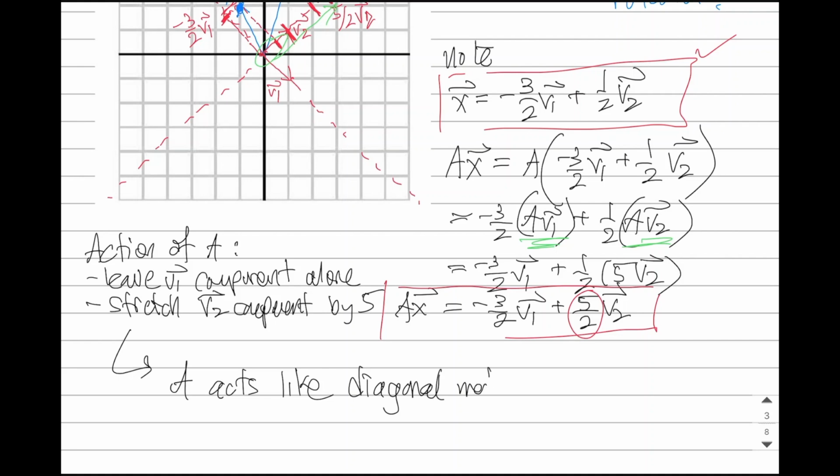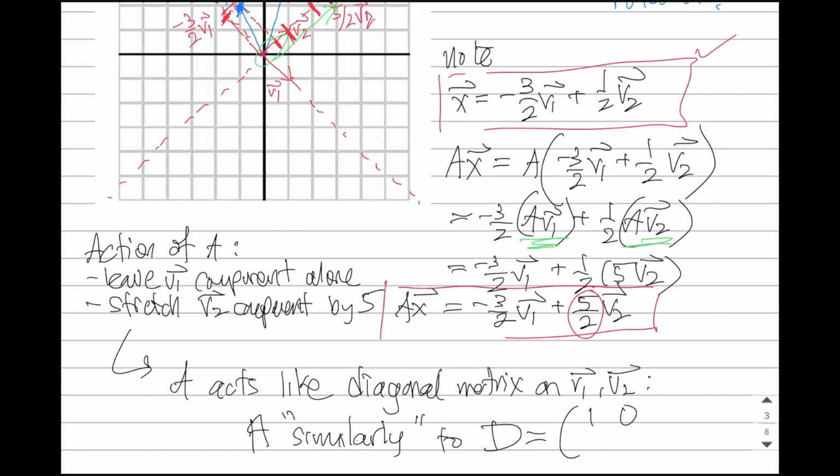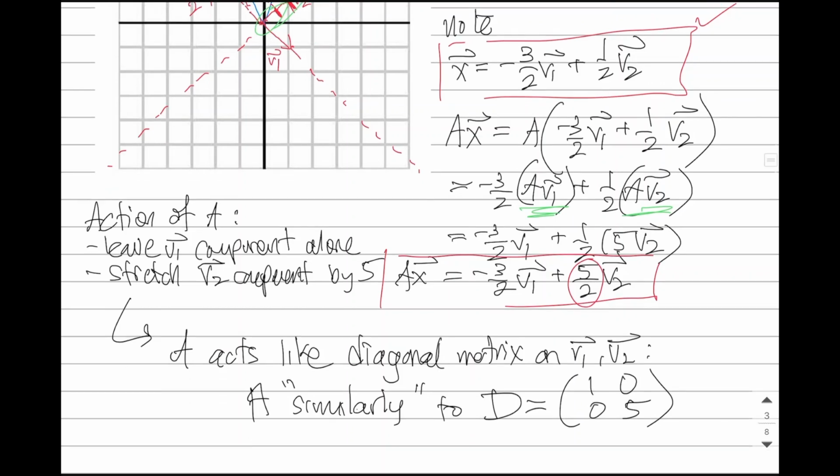And it kind of acts similarly, and I'm going to put that in quotes as not precise, to some diagonal matrix 1, 0, 0, 5, where you could imagine that the 1 is acting on the V1 component and the 5 is acting on the V2 component. We're going through all of this trouble because if you put yourself in the right basis, it makes life really, really easy.